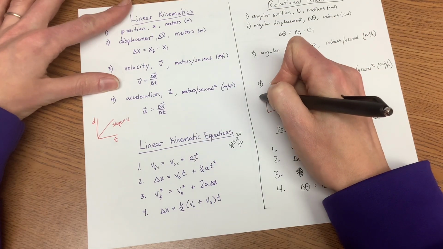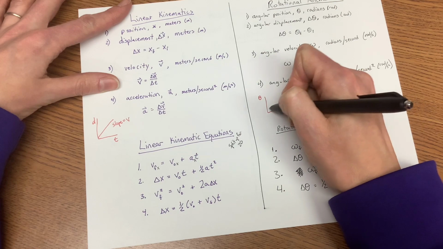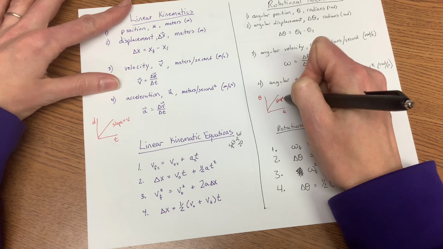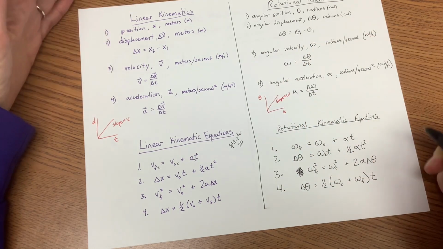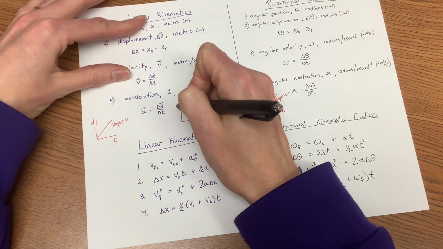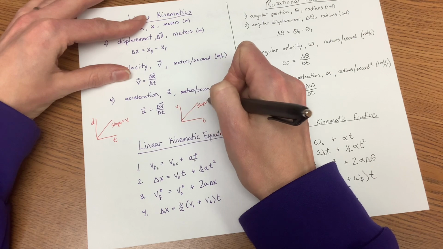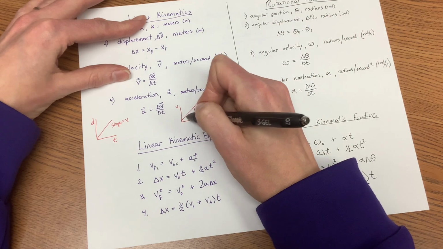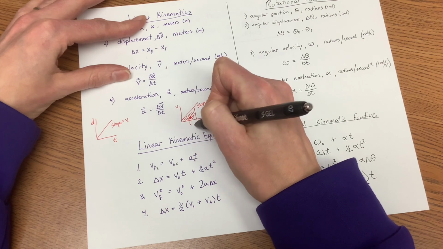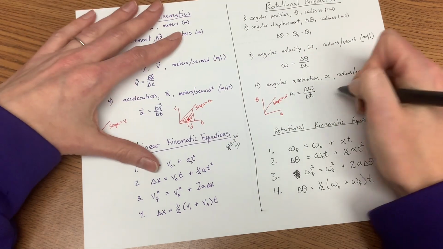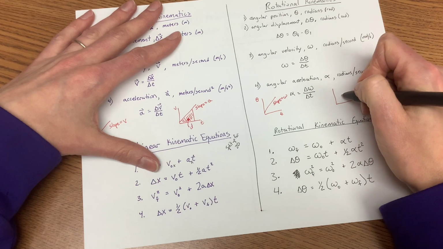So theta versus time, the slope is totally the angular speed, okay? And we did velocity versus time, and we found that the slope was acceleration, and that the area under the curve was the distance traveled. Works the same way over here.